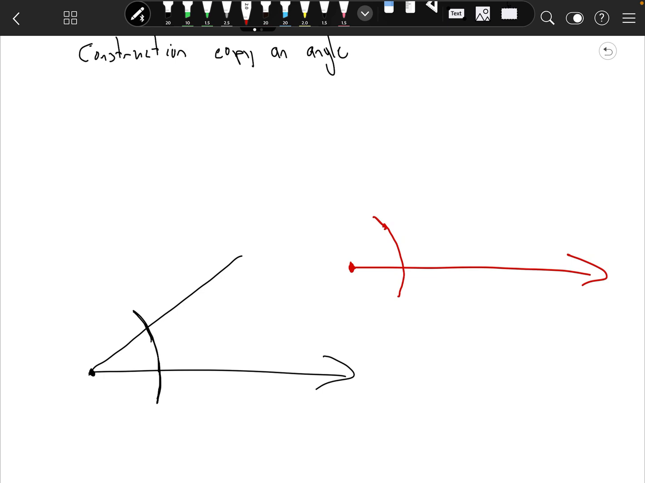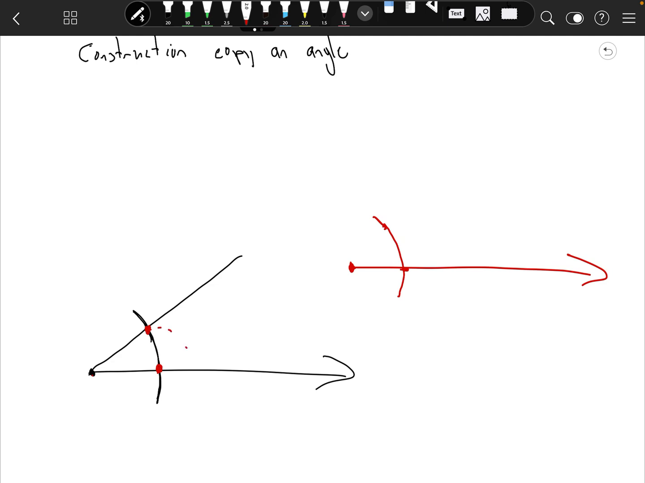And so if I did that right, then the distance from the vertex to that first point is going to be the same there as it is there. Okay. And then the second thing I do, I'd open my compass up so that I've got this length from the red point to the red point.